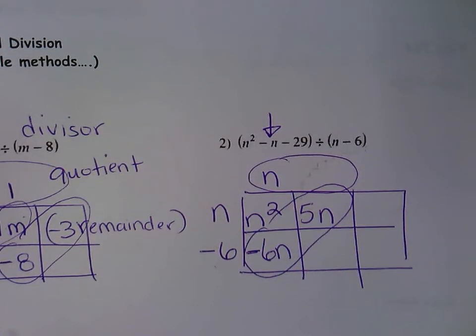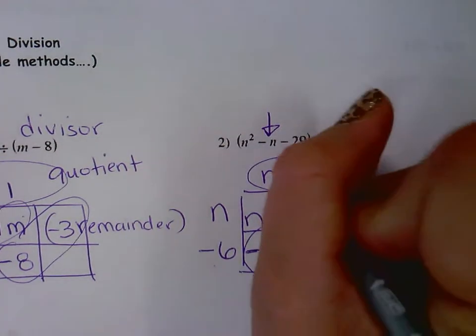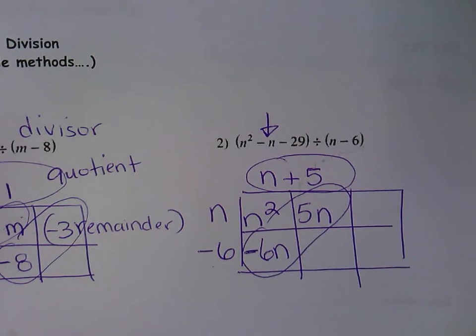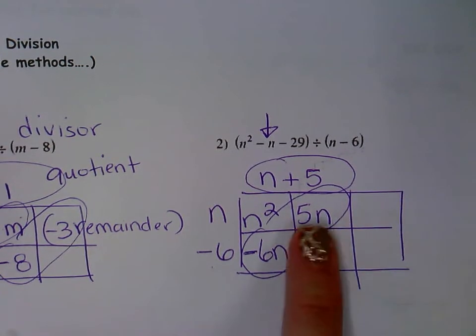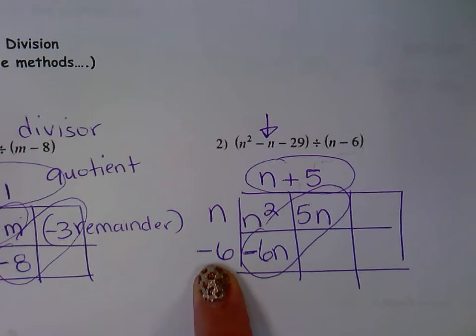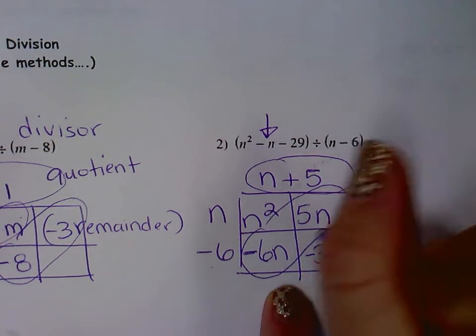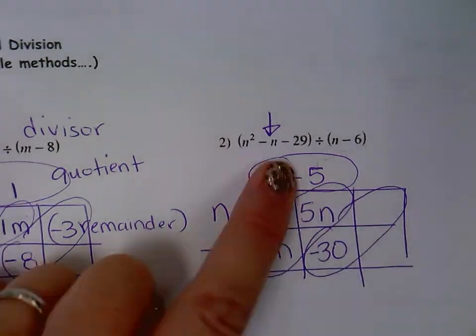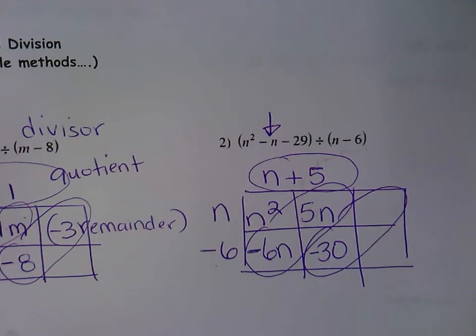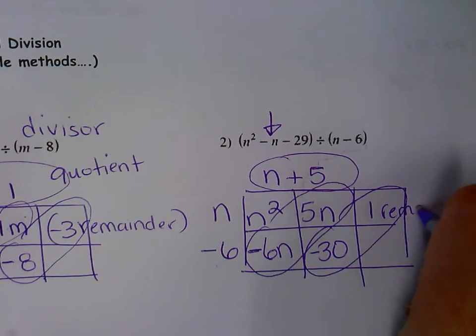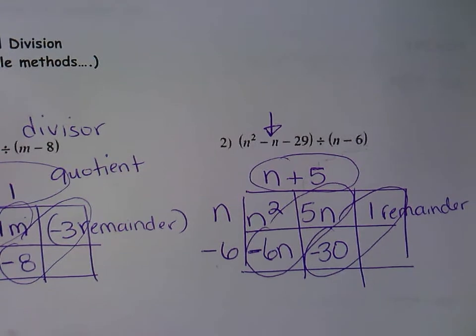So what's the final part of my quotient? N plus 5 is my final answer, but now I need to find my remainder. So I do 5 times negative 6. So I have negative 30. What do I need to add to it so that I end up at negative 29? Just 1. So I have a remainder of 1, which I really don't care about with rational functions, but it is important that there's a remainder. If there's no remainder, it was factorable, and you don't want it to be factorable.